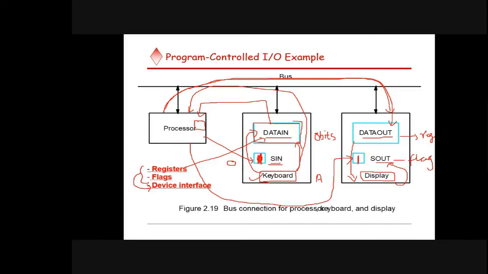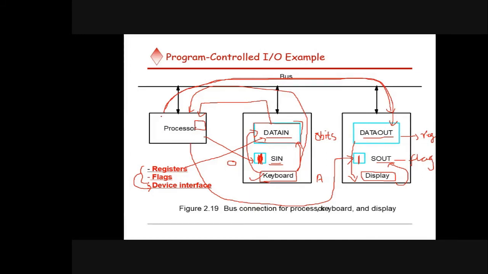In the second case, when the display device is ready for displaying the content, the SOUT flag will be set to 1. So the processor will check the status of the SOUT flag. If the SOUT flag is 1, that means the device is ready for displaying. At that time, the data the processor wants to display is taken from the processor and stored in the data out register. This is the complete working of program controlled IO.